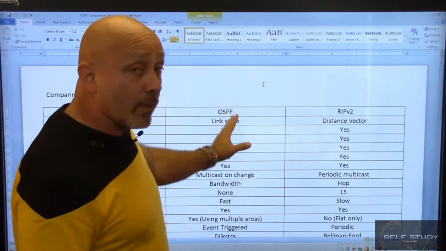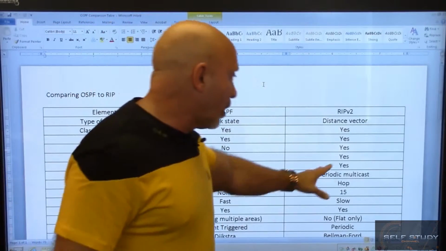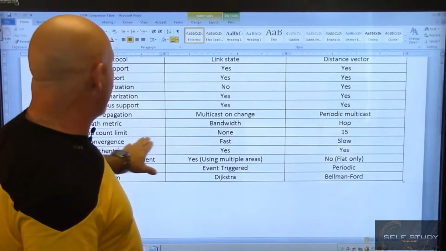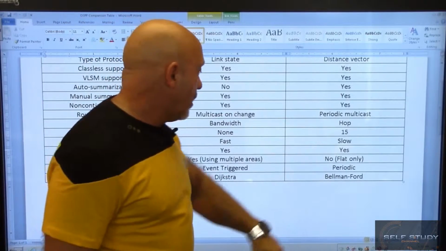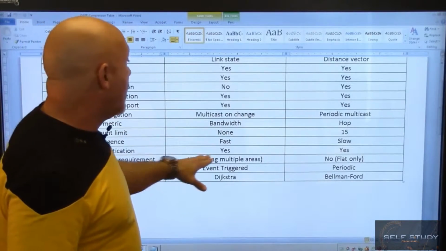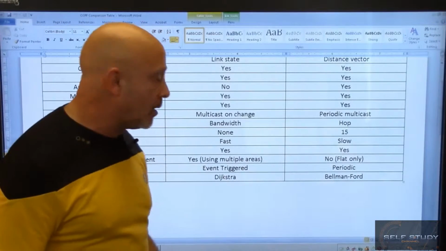OSPF is based on bandwidth, just like EIGRP, whereas we know that RIP is based on hop counts. There are no limits, like I said. It is faster than RIP. Okay, if you say so. It does support authentication, peer-to-peer, obviously.